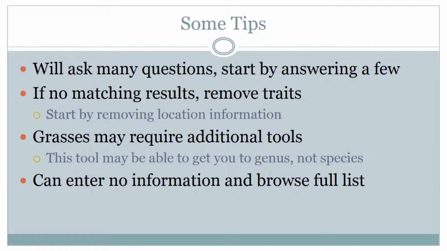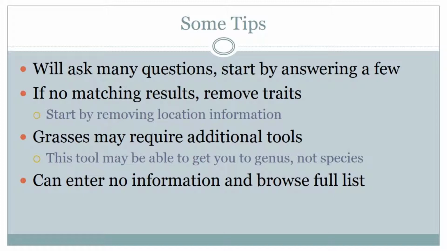The online weed key will ask many questions about the plant you want to identify. It is a good idea to start by answering only a few that you are confident about and add more as you need to narrow down your search results. If you don't get any search results that match your unknown plant, you can try removing some of your answers from a few of the trait questions. It can also be possible that your plant is simply not in the online database.